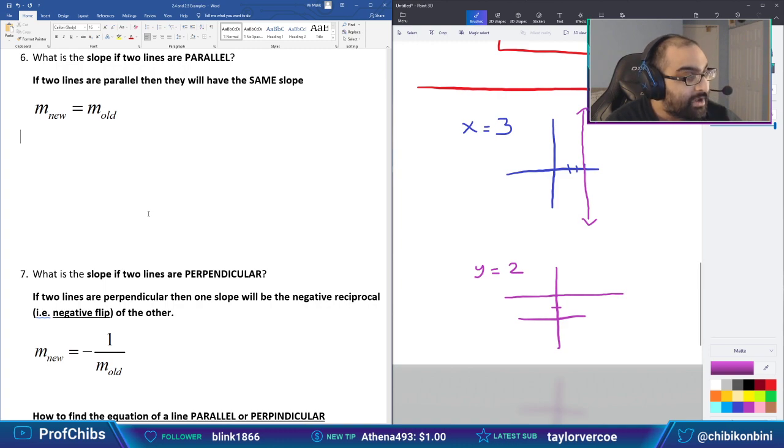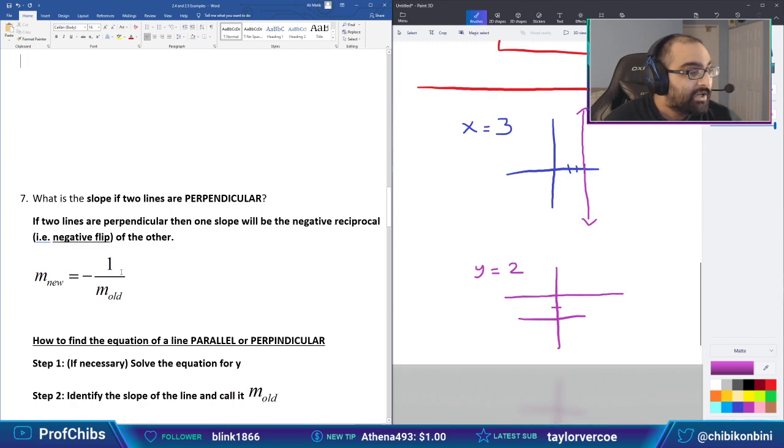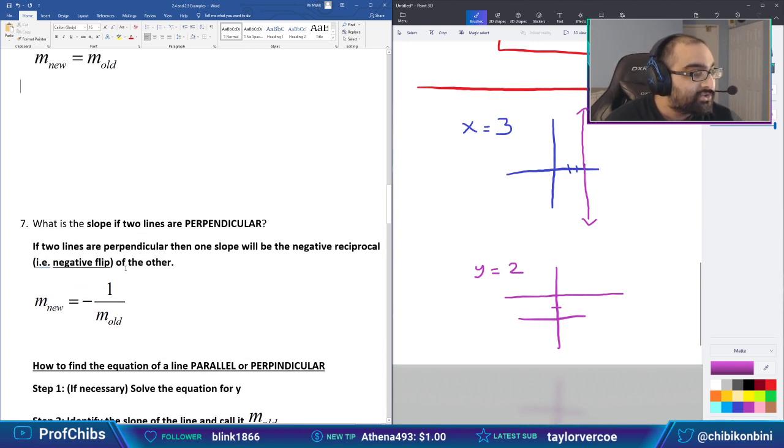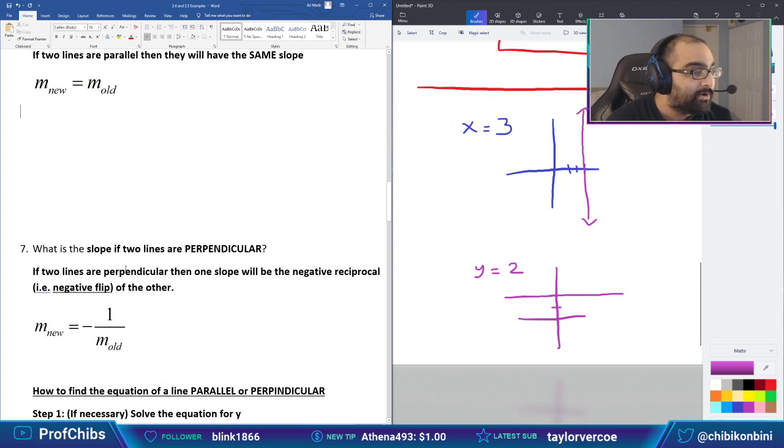Now number 7 is, what is the slope if two lines are perpendicular? If two lines are perpendicular, then one slope will be the negative reciprocal, i.e. the negative flip, which I find to be a lot easier to understand, of the other. So the new slope would be equal to -1 over the old slope. If it's a fraction of some kind, you would flip that fraction over and tack on a negative, and there you go. You got yourself a win.